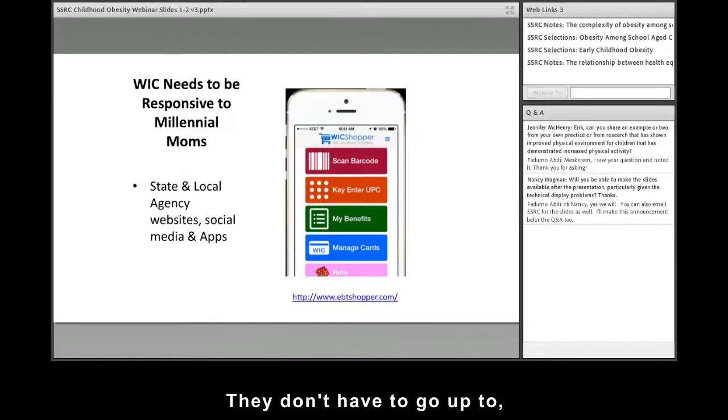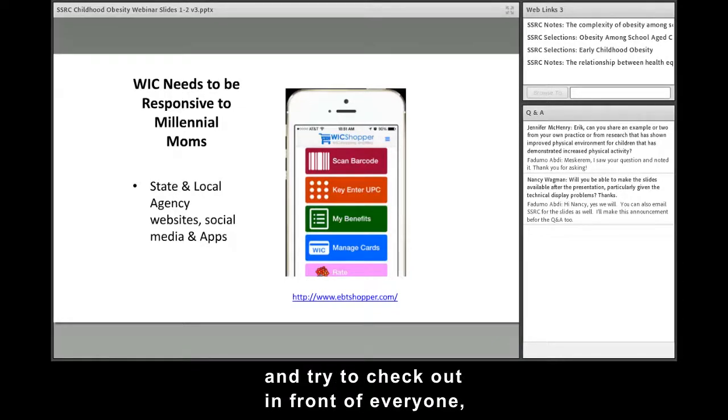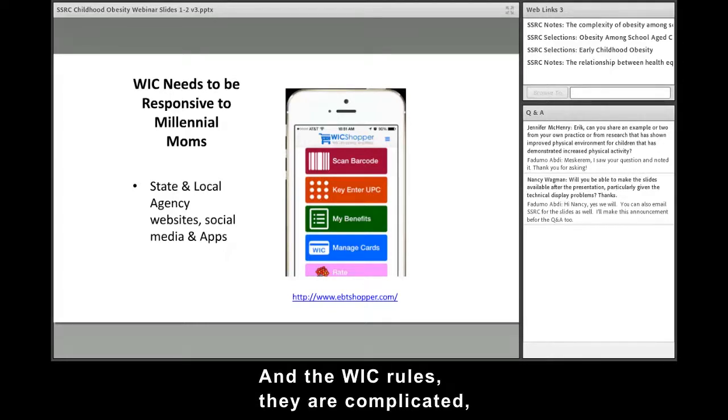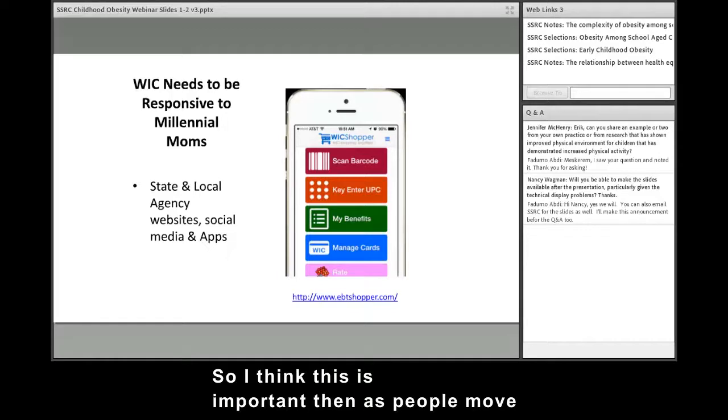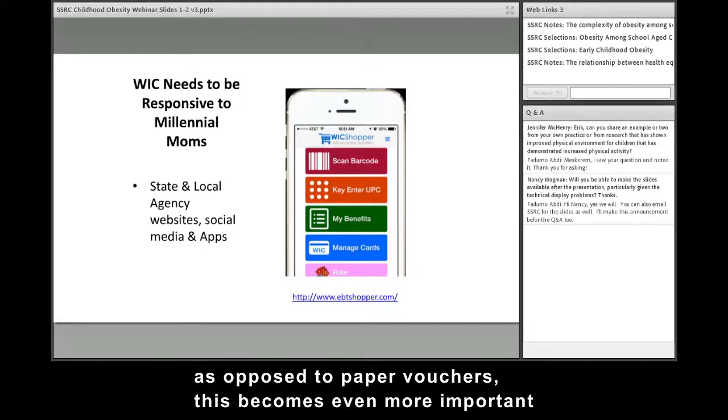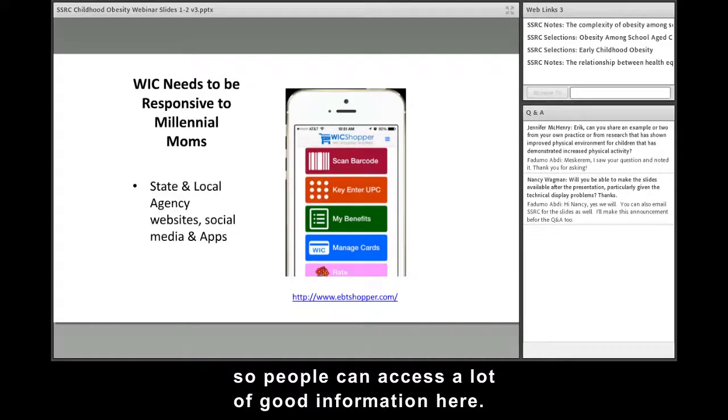They don't have to go up to the front of the store and try to check out in front of everyone only to find out that something is not eligible. And the WIC rules are complicated because it's very targeted nutrition. So I think this is important, and as people move to electronic benefits transfer in WIC as opposed to paper vouchers, this becomes even more important so people can access a lot of good information here.